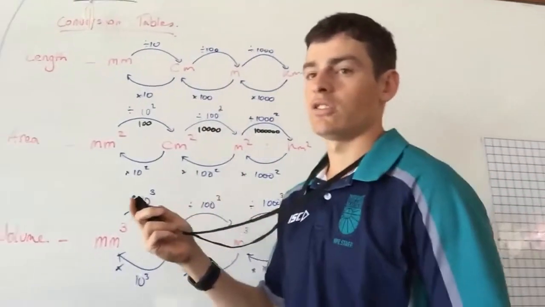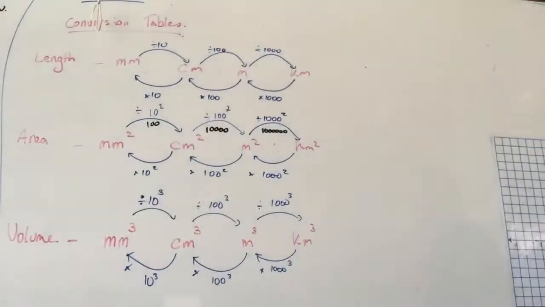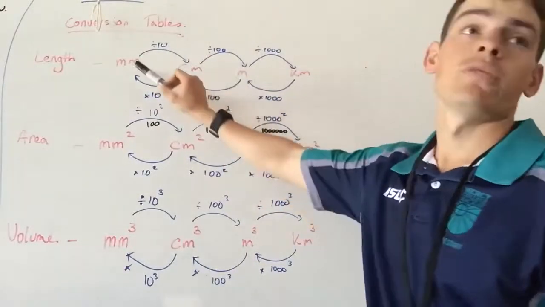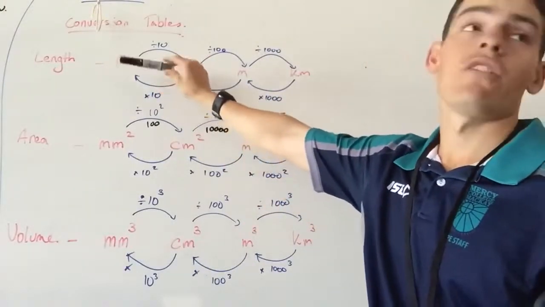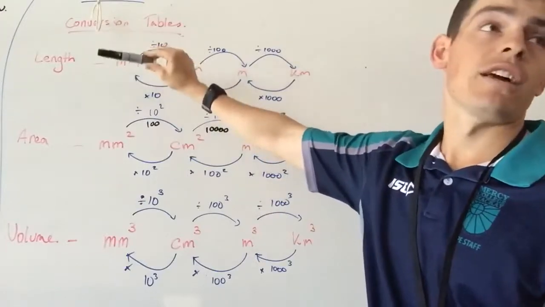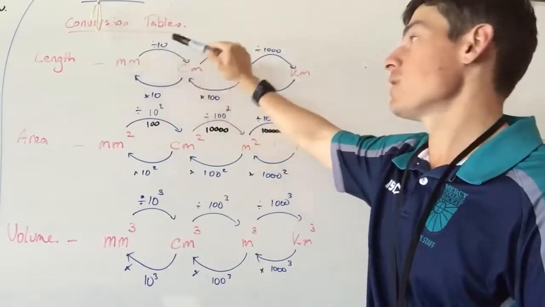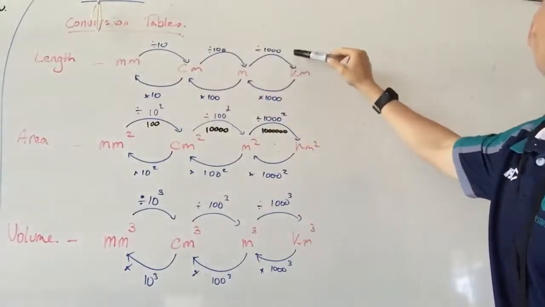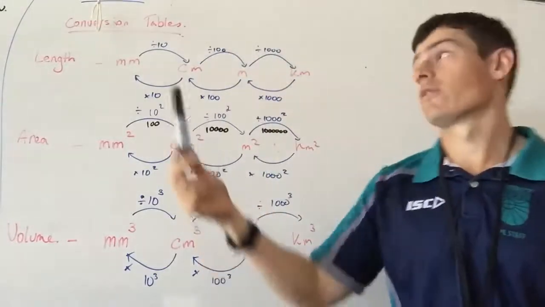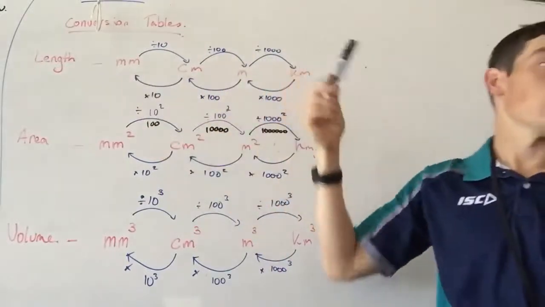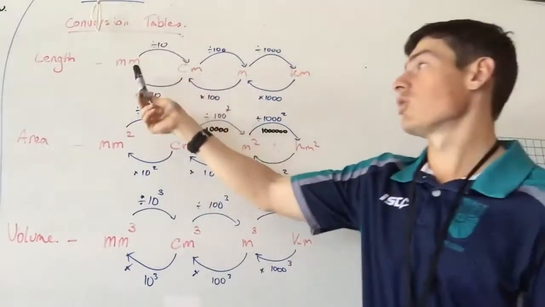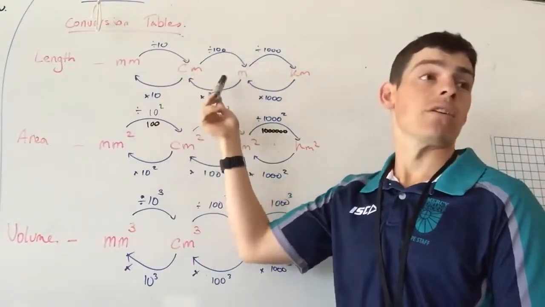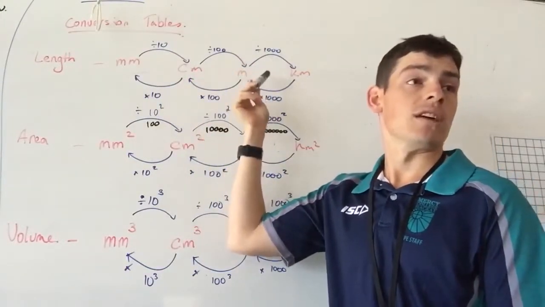Alright, so here we have our conversion tables. And again, the key message that I want us to take home is that when we are going between units, it's very important, particularly for length, that we can convert between millimetres to centimetres, centimetres to metres, metres to kilometres. If the question asks us to convert between millimetres to kilometres, I like to do it in steps. I'll convert my millimetres to centimetres, then to metres, and then to kilometres. Happy with that?